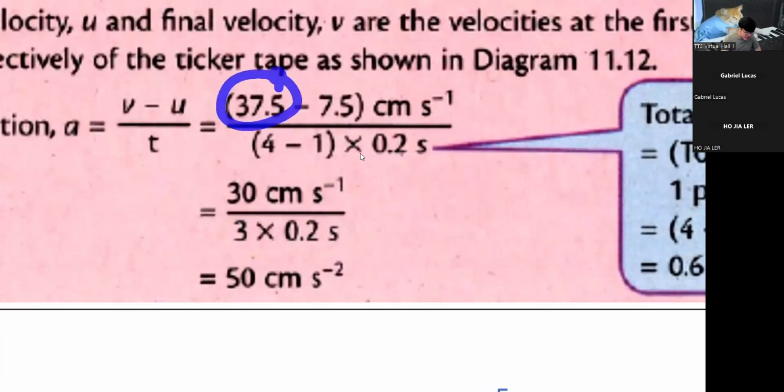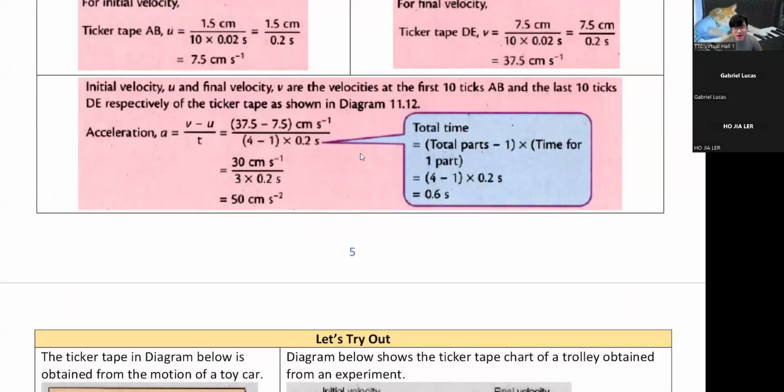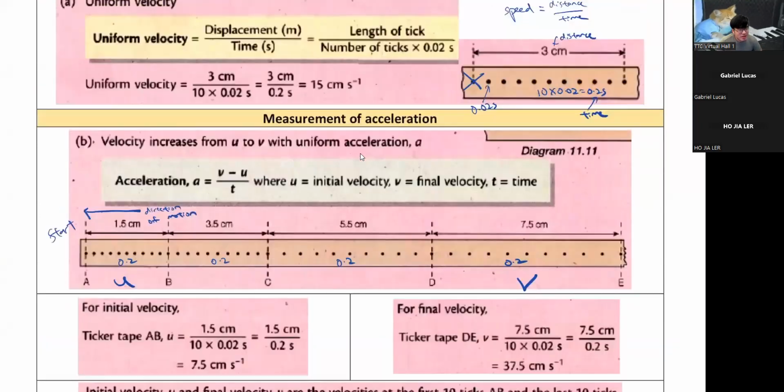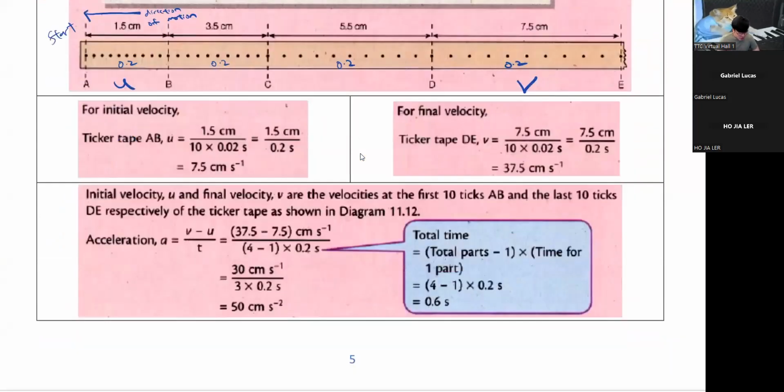So V is 37.5, U is 7.5, divided by 3 times 0.2. You will get 50 cm per second square. Remember, it's a square because this is acceleration. All right, are you guys okay? This is the easy one. Usually you will have no problem getting U and V correct. It's just the total time that you need to pay a little more attention to because it's a little bit confusing. Just make sure you minus out the first strip. That would do.